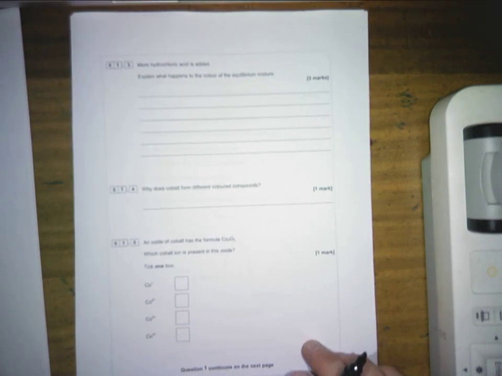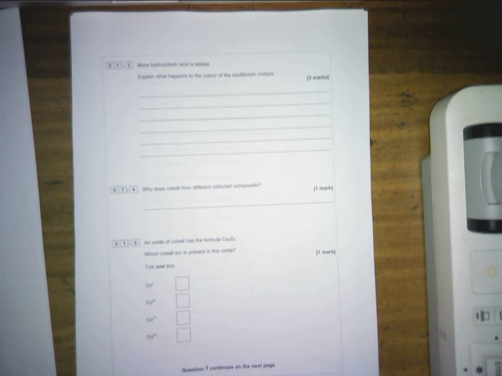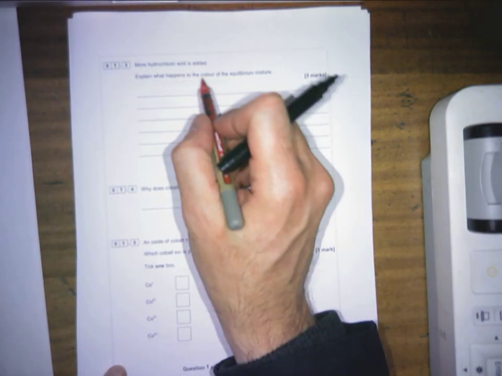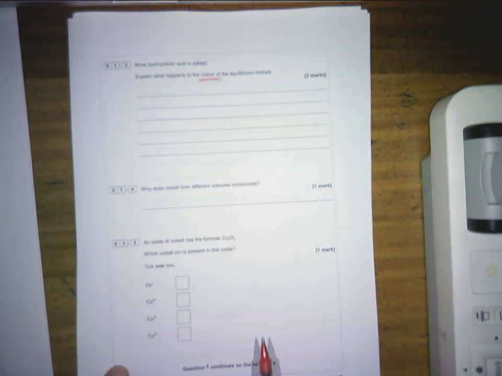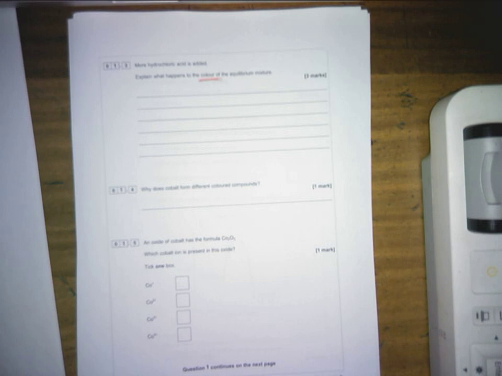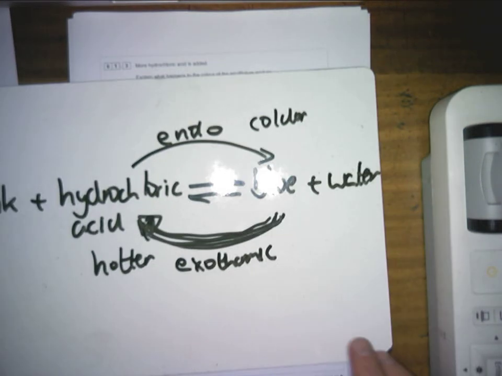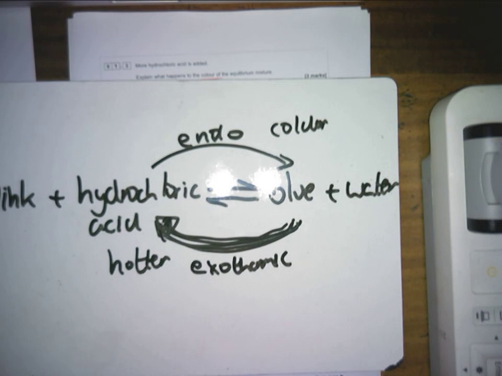Question 3. More hydrochloric acid is added. Explain what happens to the colour of the equilibrium mixture. Okay, so look, first of all, they've been a bit weaselly. They're asking you about the colour of the equilibrium mixture. So if you don't answer in terms of colour, you're not going to get all the marks. We go back to our equilibrium.